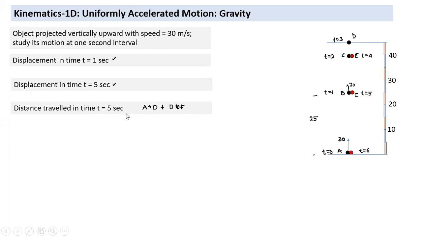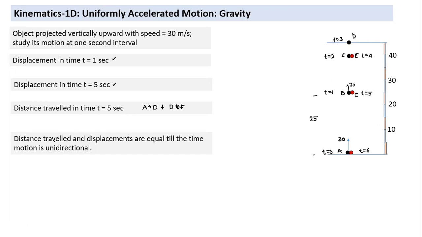So what is the important part we have to understand? Distance traveled and displacement magnitude are equal till the time the motion is unidirectional. As long as you keep moving along a straight path in the same direction, both values are the same, which is the case from A to D. So between time t is equal to 0 seconds to t is equal to 3 seconds, if I calculate distance traveled and displacement, both will come equal. But for any value of time greater than 3 seconds, the direction changes. So what happens after 3 seconds? Distance traveled will keep increasing, but displacement starts decreasing because it started moving towards the initial point.